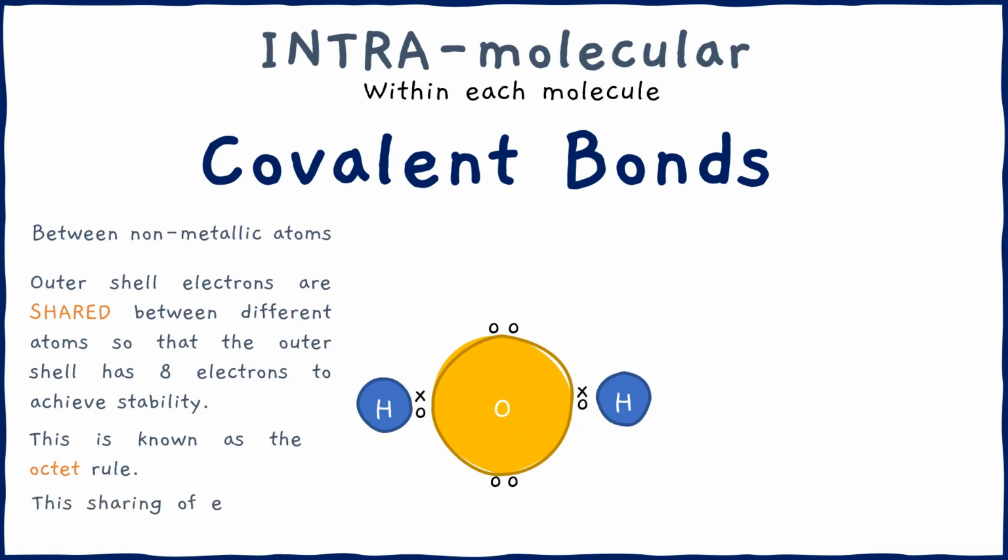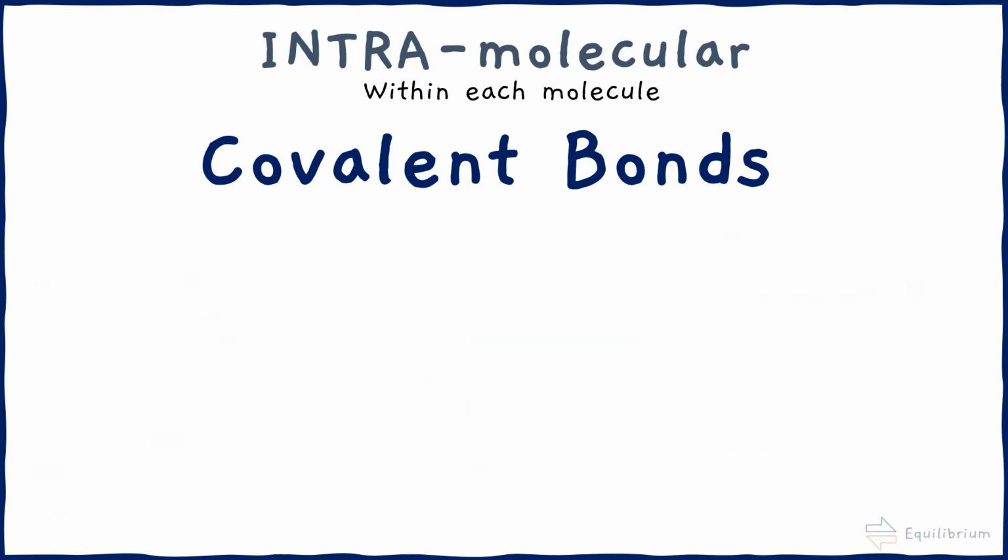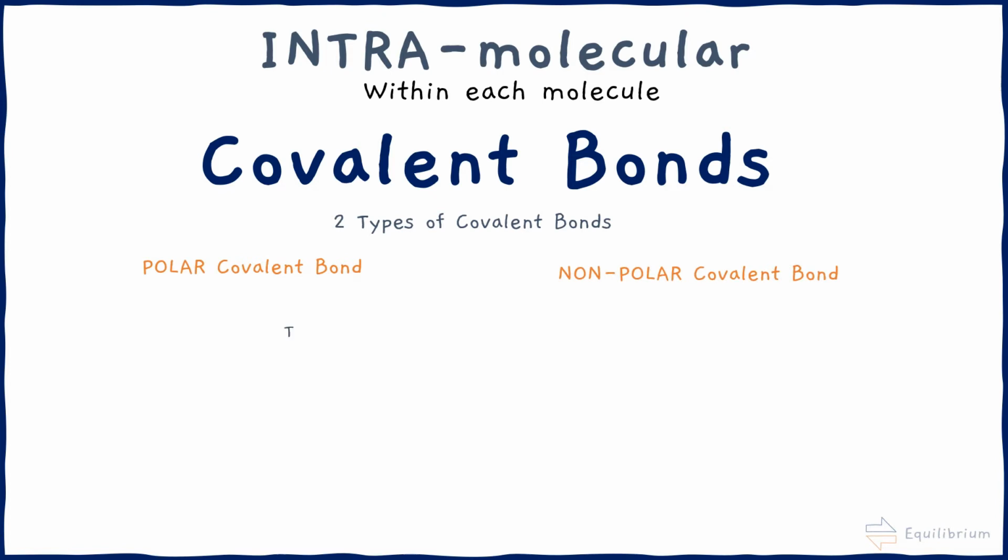The sharing of electrons creates a covalent bond. Each of these pairs of electrons is known as a shared pair. As these bonds are super stable, they are super strong. There are two types of covalent bonds, polar and non-polar covalent bonds. This is driven by the electronegativity between atoms bonded by the covalent bond.